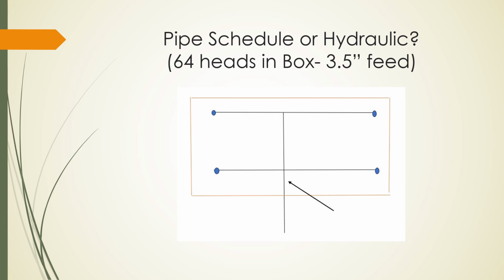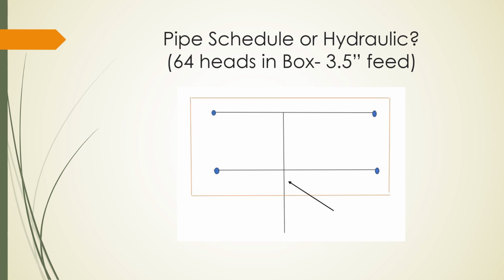Let's look at an example here where we have a 1975 sprinkler system, tree system. The horizontal lines are branch lines. The vertical line is a cross main, and those ovals represent sprinkler heads. And you can see that within the box there are 64 heads, and it's being fed. That arrow is indicating that the cross main in that area is 3.5 inches.